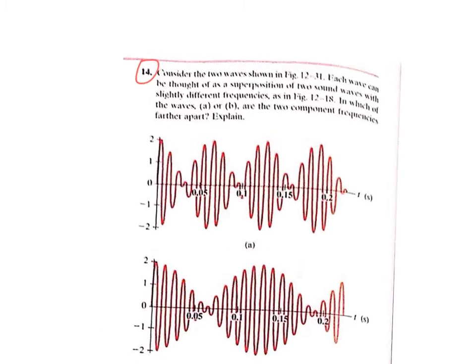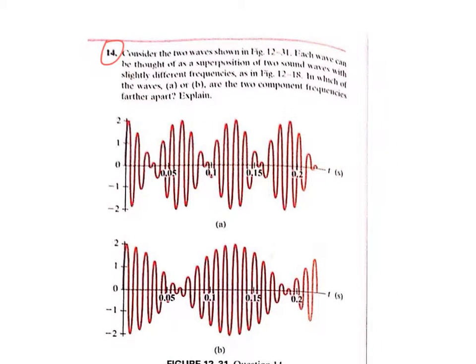Okay, continuing the discussion. Question 14. Consider two waves shown in this figure. Each wave can be thought of as a superposition of two sound waves with slightly different frequencies, meaning what we're seeing is beats, an increase and decrease in amplitude. In which of the waves, A or B, are the two component frequencies farther apart?